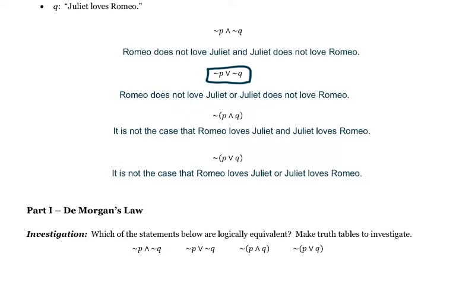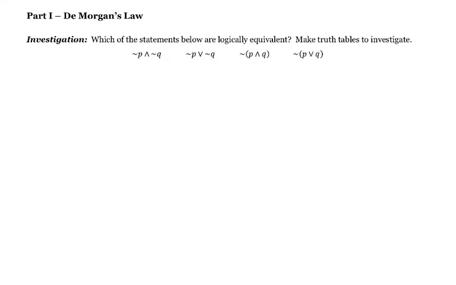Our job is going to be to figure out which of these statements are equivalent to one another, which of these statements say the same thing. And so we're going to take a look at part one, which is an investigation, and we're going to figure out which statements below are logically equivalent, which ones have the exact same truth tables. And we're going to make those truth tables to show and prove that these statements are logically equivalent. So we've done this before. We're going to fill them all out again. I'm going to suggest that you pause and try and do them on your own. I'm going to do them all and then pull up the screen so you can see the final result.